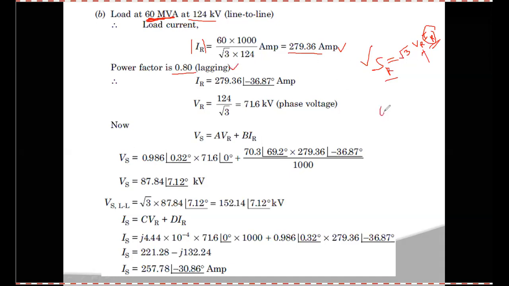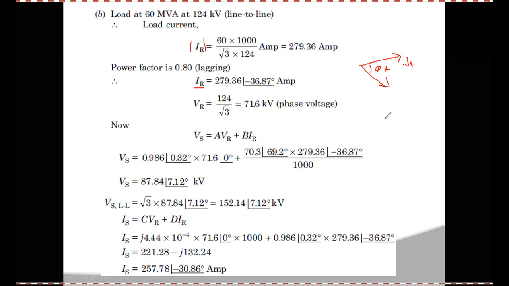Cos phi r value is given as 0.8, so then you can calculate the phi r value. That phi r value is at an angle of 36.87 degrees. Now if you take the reference as your receiving end voltage, then as the load is lagging, your IR is lagging the VR by an angle of phi r. So you can write this IR, where this is the magnitude of IR.